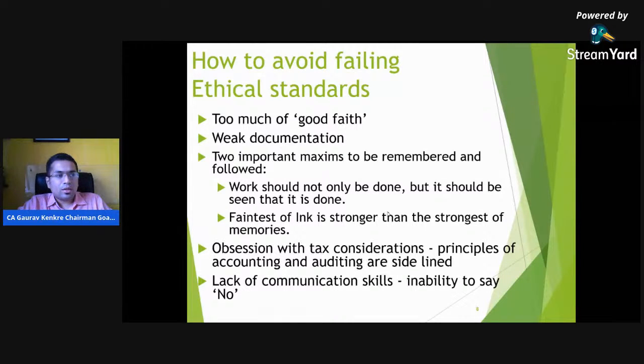The last important point here is lack of communication skills, inability to say no. This is very important, I feel. There will always be some assignments which will come to you which you are not comfortable taking up for various reasons. Either you're not comfortable with that client, or his accounting setup, or his promoter, or his group of promoters, or the assignment itself is something which is very new to you, and it's a very complex assignment which you don't have much knowledge about. But for various reasons we end up taking such assignments, and then we are unable to do justice to it although we want to do.